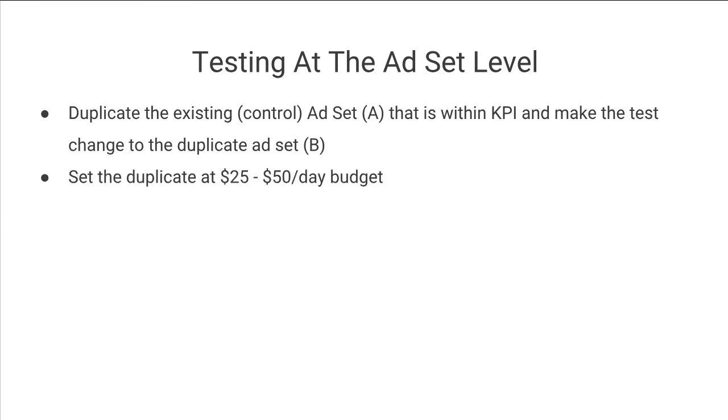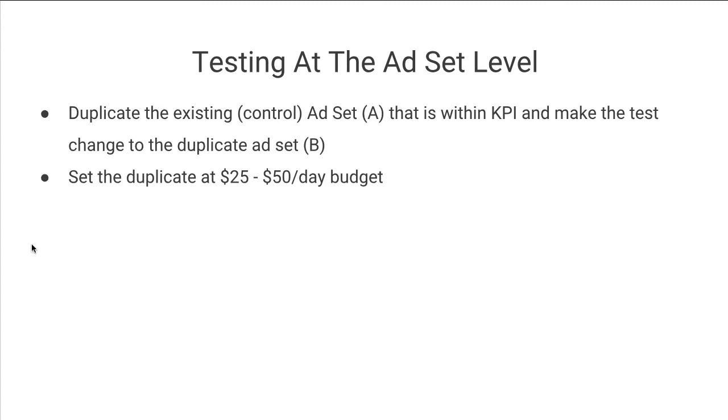Now, if you're duplicating an ad set that's at scale, so let's say my control ad set was at like $200 a day, and I duplicate it, I would want to set my test budget at $25 to $50 per day, just because you have no idea how it's going to perform, right? And so you don't want to set your duplicate budget too high. On the flip side, I would not set it as low as $5. I'd set it at right around $25 to $50.